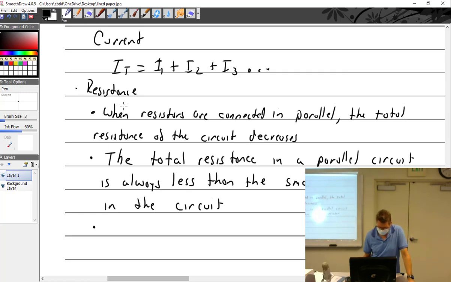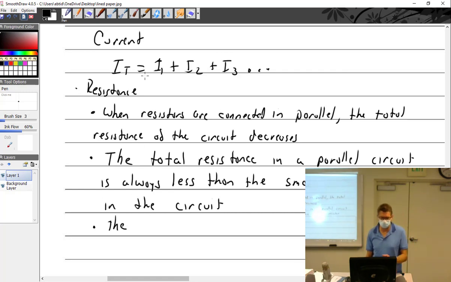All right. Yes. So it's always less, right? It'll never be the same as the lowest resistor? It can get really close, but technically it's less. Like if it really is 10, it can be 9.99. Just depends on what the other resistors are.